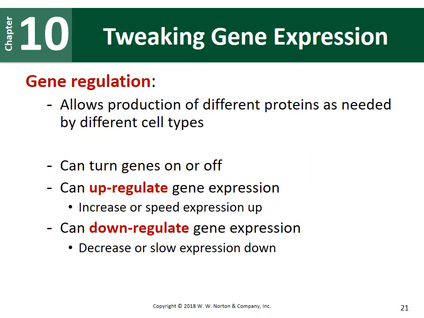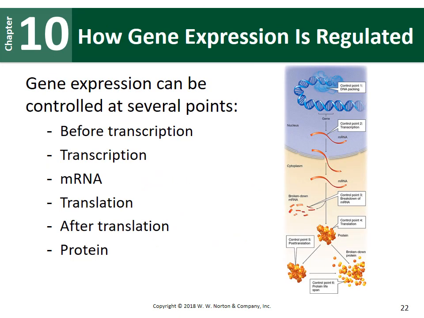So these genes that are being transcribed and translated, they can be regulated. Specifically, you can turn genes on or off. That's one type of regulation. So this allows the production of different proteins as needed by different cell types. So like I mentioned, genes can be turned on or off. We can upregulate gene expression, so we can increase or speed up that expression. You can also downregulate gene expression, and this is where you will decrease or slow down that expression. Gene expression can be controlled at several points.